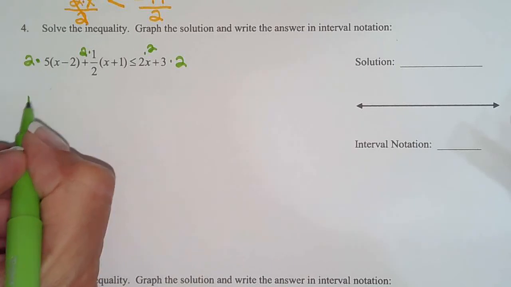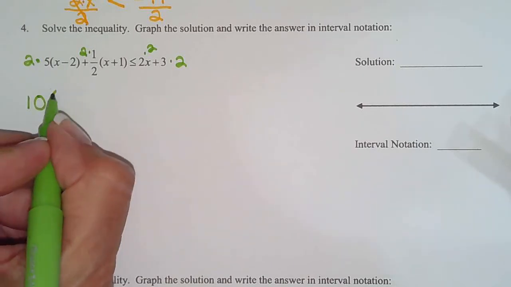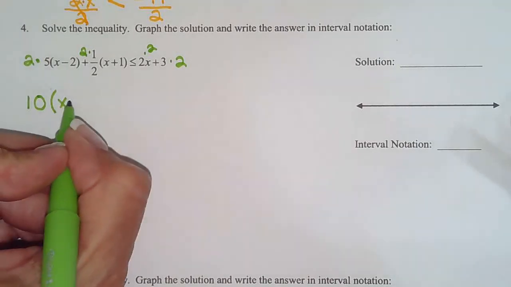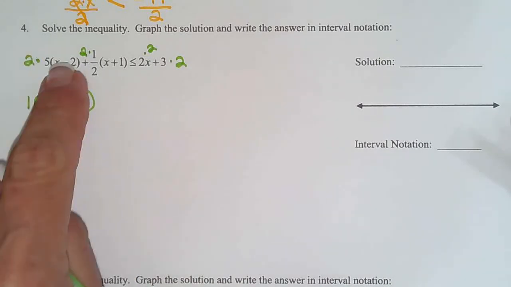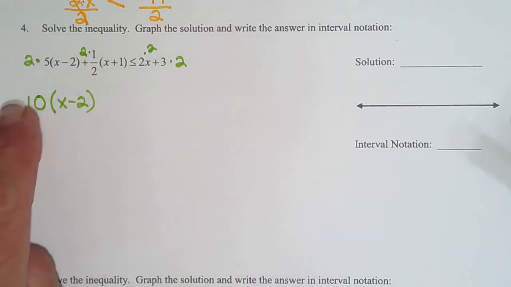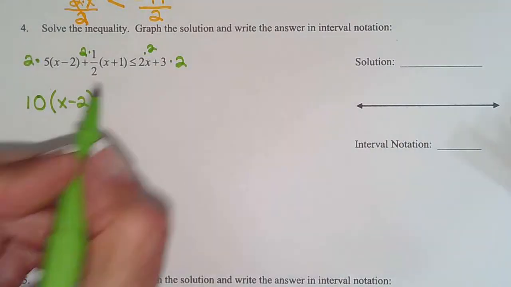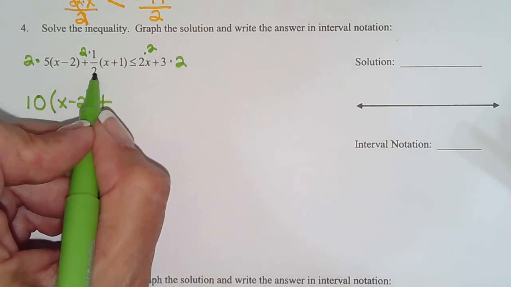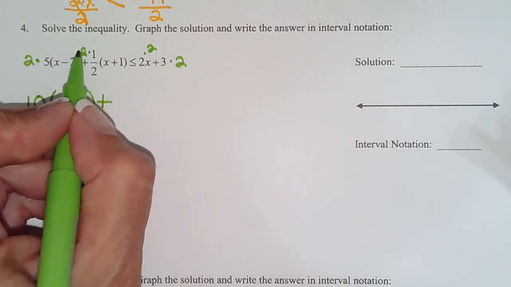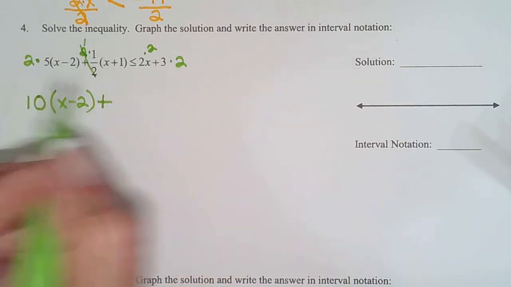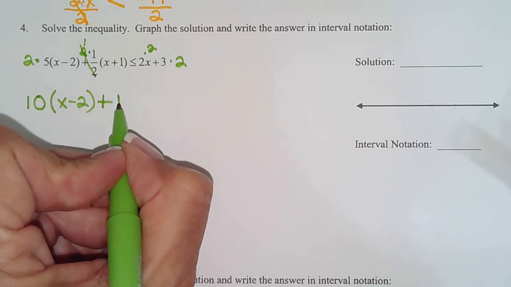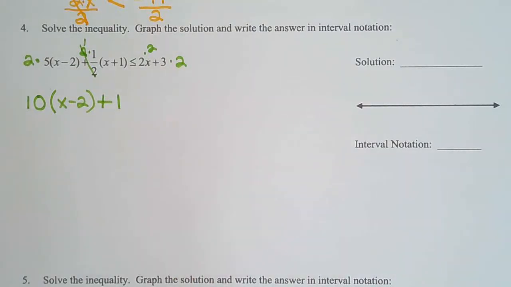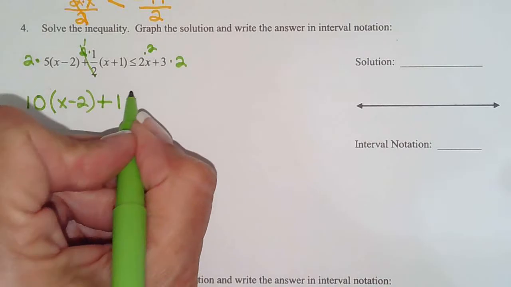So then this turns into 10 parentheses x minus 2. And remember, don't go inside the parentheses with the 2, because you'll go inside now with the 10. And this is half of 2, or you could say the 2's cancel, so you're just going to get 1 there. That's all that's left because the 2's are gone, times x plus 1.